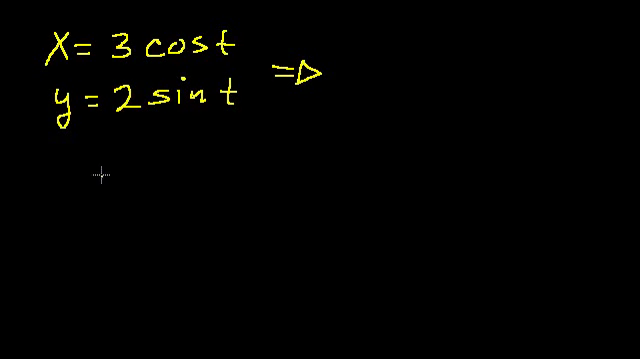In the last video, we started with these parametric equations. X is equal to 3 cosine of t, and y is equal to 2 sine of t. And doing a little bit of algebra, we were able to remove the parameter and turn it into an equation that we normally associate with an ellipse. We got x squared over 9 plus y squared over 4 is equal to 1, and we graphed it.